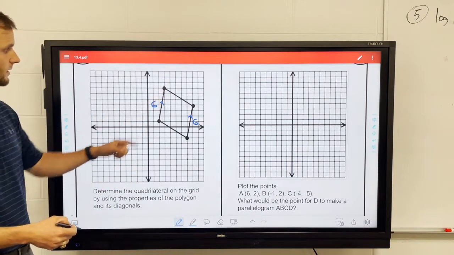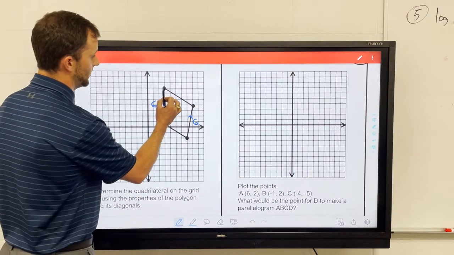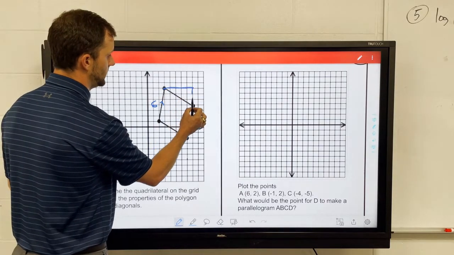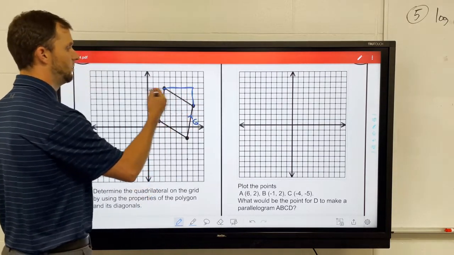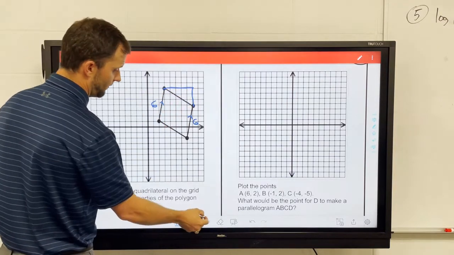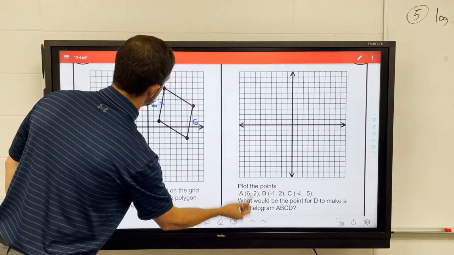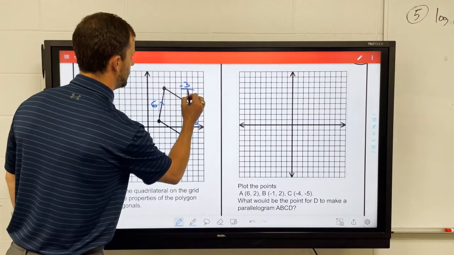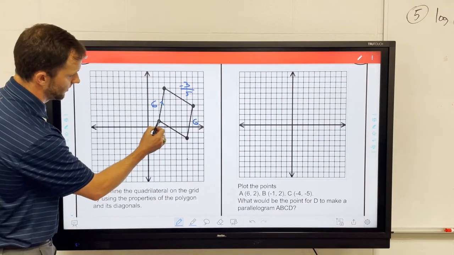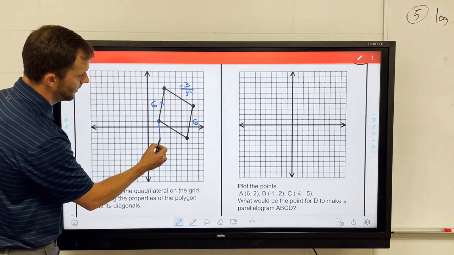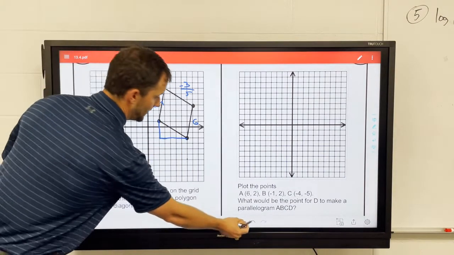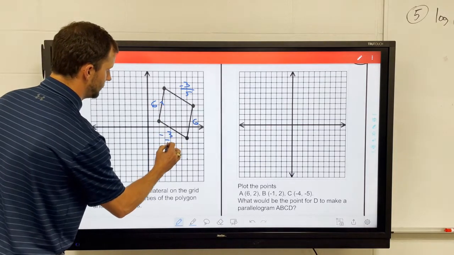Okay, so let's look at the other lines here. Starting at this point, I'm going to go over 1, 2, 3, 4, 5, and down 1, 2, 3. So the slope of this line is rise over run: down 3 and over 5, so -3/5, okay? Now I'm going to look at this one down here. I'm going down 1, 2, 3, and over 1, 2, 3, 4, 5. So again, down 3 and over 5, which means the slope of this line is -3 over 5.